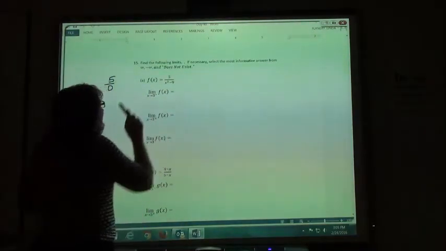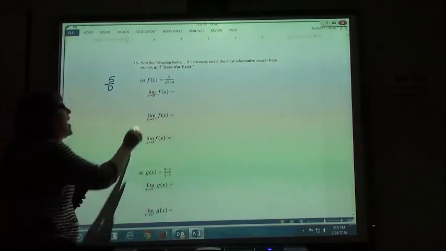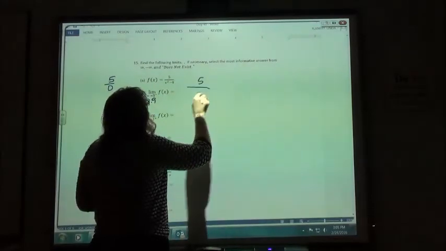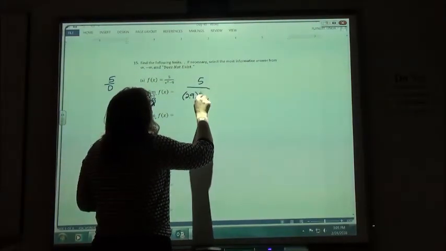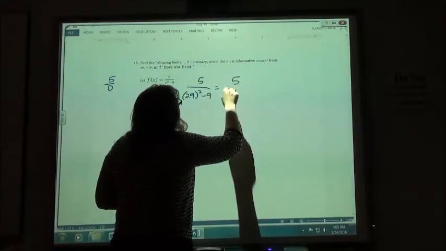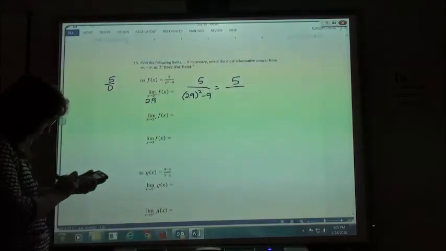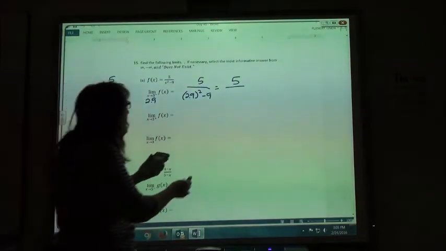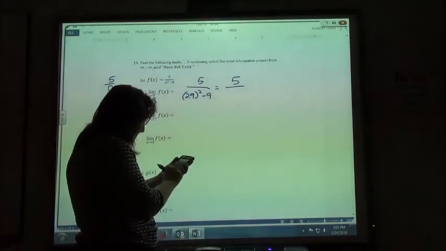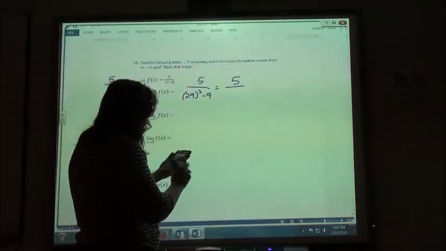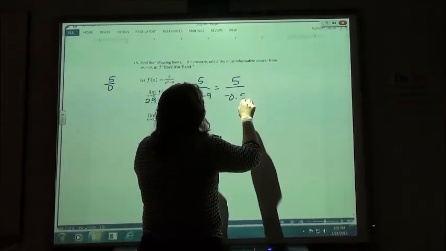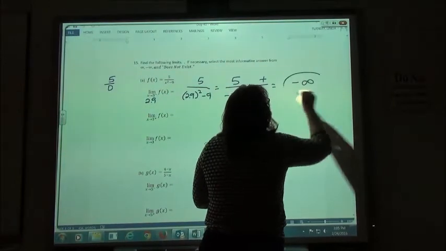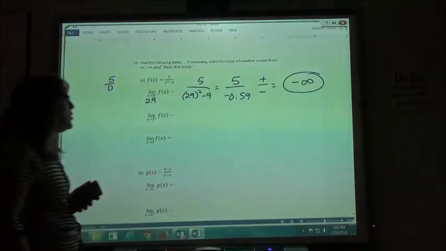So, as I approach 3 from the left-hand side, again, I'm going to use 2.9. So 5 over 2.9 squared minus 9. Well, the top's going to stay 5. 2.9 squared minus 9 gives me negative 0.59. I have a positive over a negative, so negative infinity is what that's going to approach.